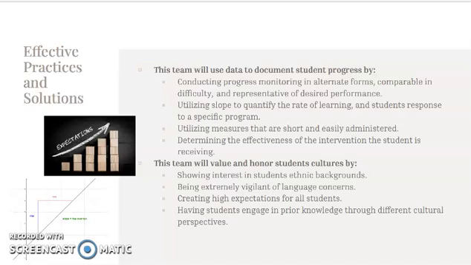This team will value and honor students' cultures by showing interest in students' ethnic backgrounds, being extremely vigilant of language concerns, creating high expectations for all students, and having students engage in prior knowledge through different cultural perspectives.